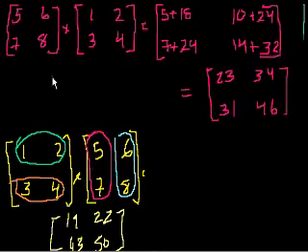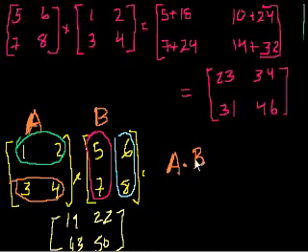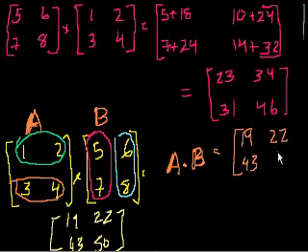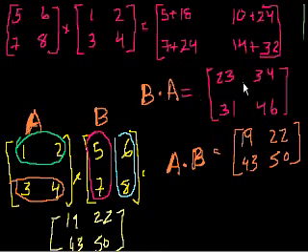So notice, let's say that this is matrix A, and this is matrix B. In the last example, we showed that A times B is equal to 19, 22, 43, 50. And we just showed that if you reverse the order, B times A is actually this completely different matrix. So the order in which you multiply matrices completely matters.